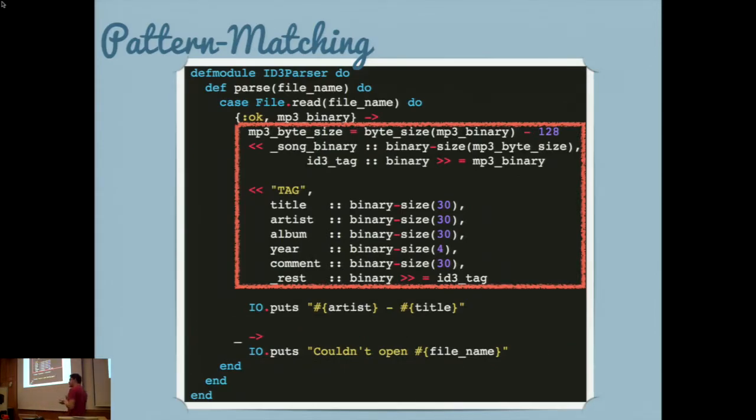My second favorite feature in Elixir is pattern matching. Pattern matching is not new. Languages such as Scala and Haskell have had this feature a long, long time ago. The difference is the elegance with which Elixir and Erlang perform pattern matching, especially when it comes to binaries.